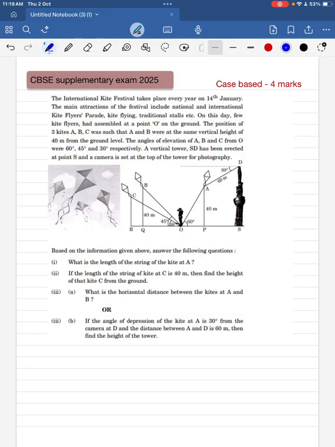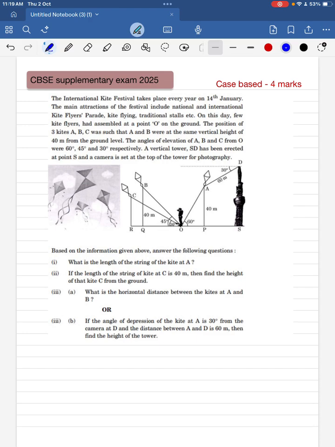The International Kite Festival takes place every year on 14 January. The main attractions of the festival include National and International Kite Flyers Parade, kite flying, traditional stalls, etc. On this day, few kite flyers had assembled at a point O on the ground.